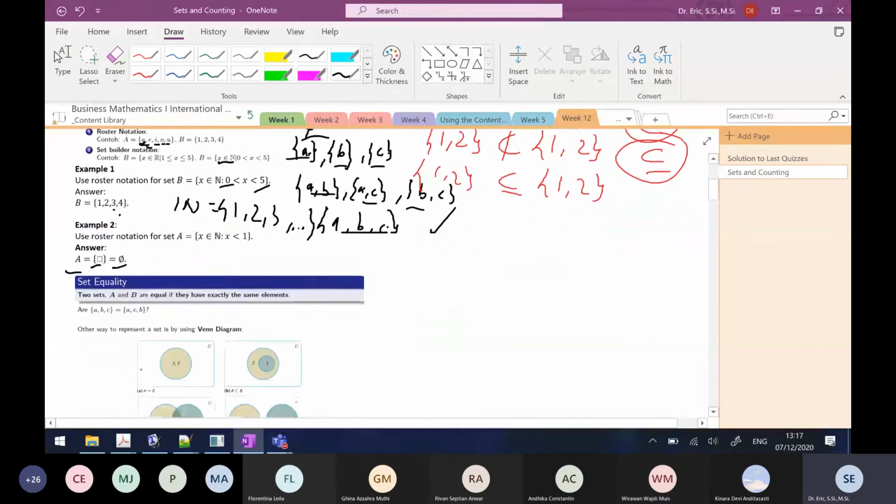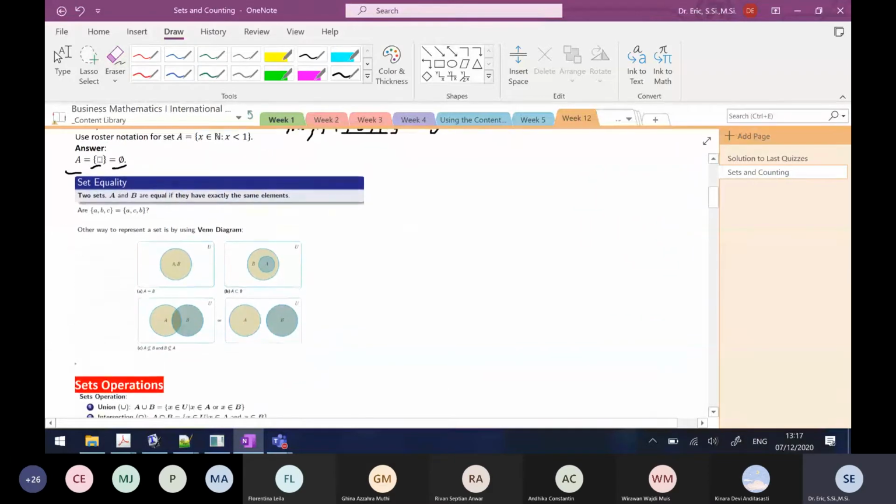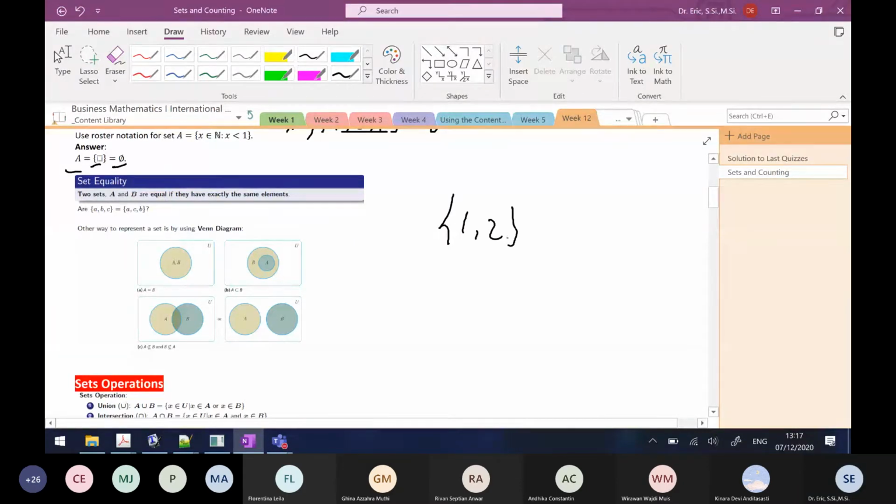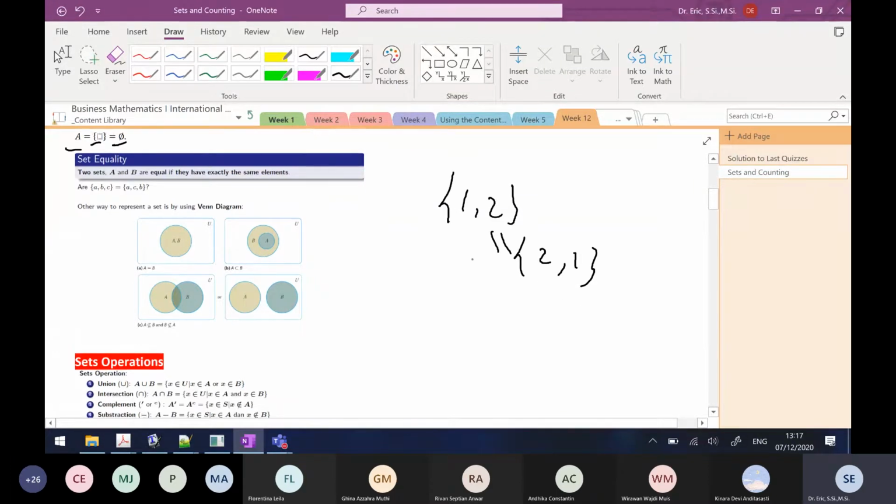Okay, and this is set equality. Sets are equal if they have the same elements. So {A, B, C} is the same as {A, C, B}. We don't care about the order when we are talking about sets. So if I have this, it is the same set, because it contains the same elements.